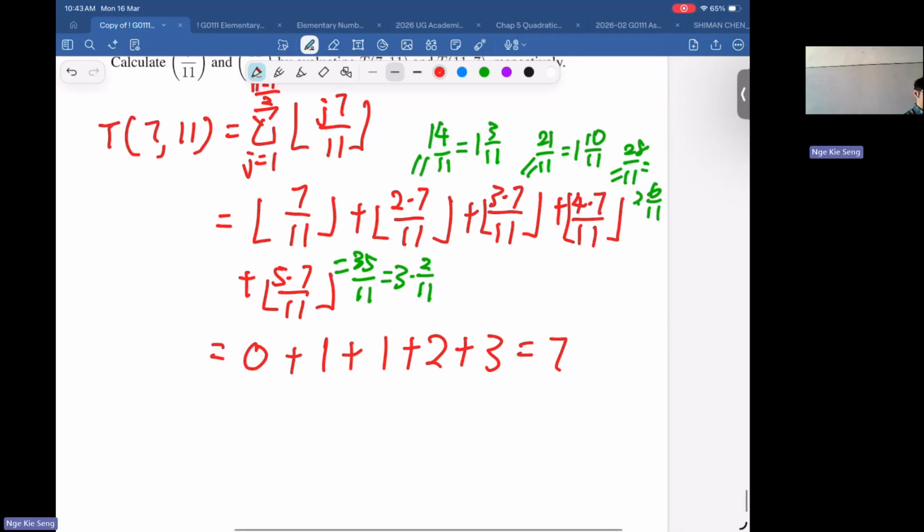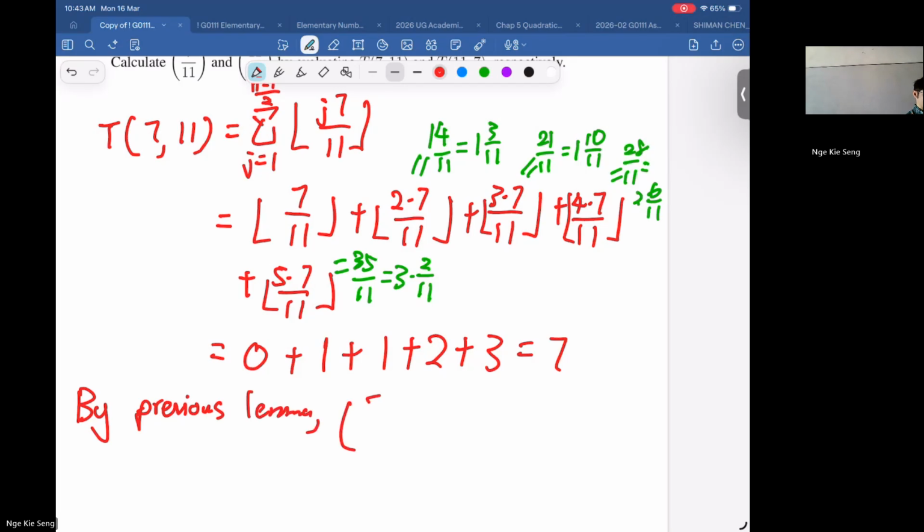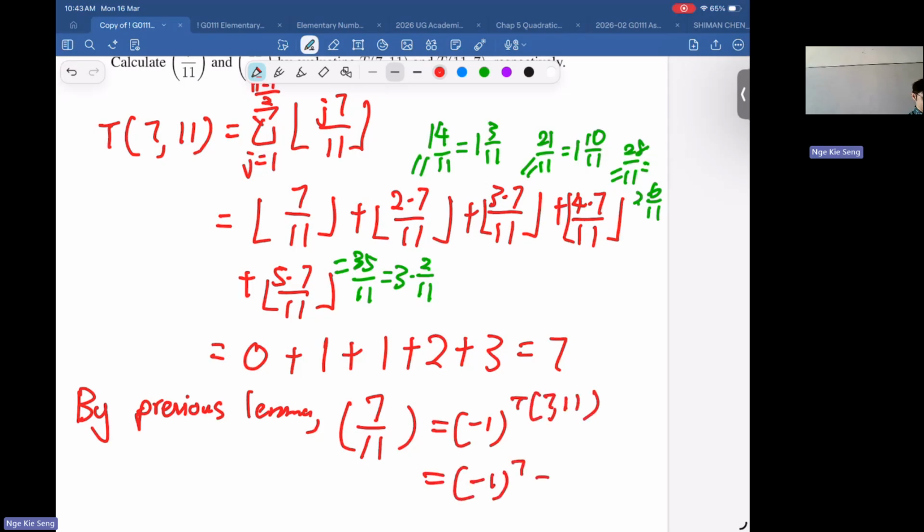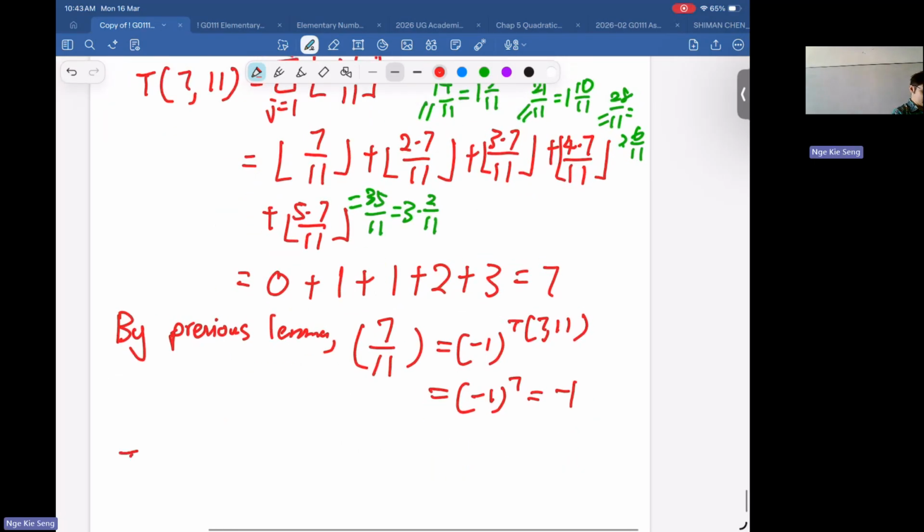So in this case, by my previous lemma, 7 over 11 is minus 1 to the T(7, 11), which is 7. So you get minus 1. Okay, so try and compute what is 7 over 11, T(11, 7).